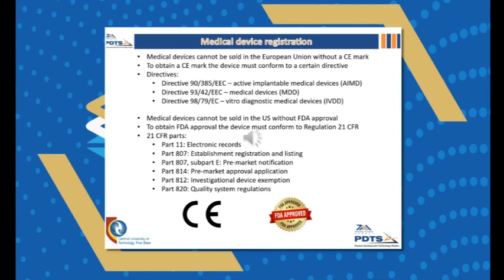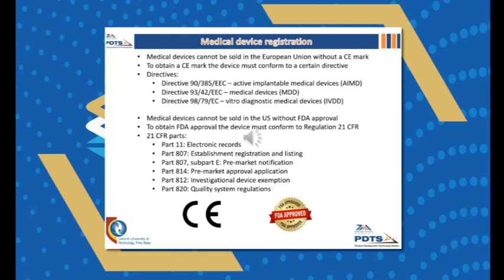Now, a product can either be FDA approved or FDA cleared. A cleared product is actually a class 1 or class 2 device. These are devices which are for external use and they are classified as low risk. FDA approved is for all devices which have a higher risk. To obtain FDA approval, the device must conform to Regulation 21.